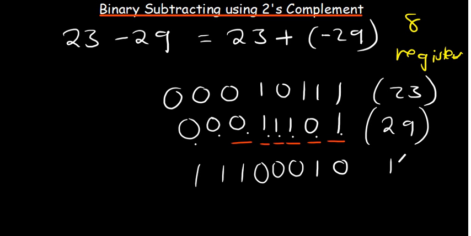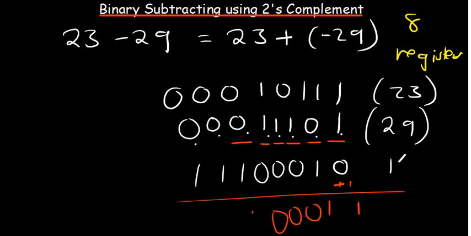And then for our 2's complement, what are we going to have? We need to add a 1 for us to get the final result. So adding a 1 to this number, what do we expect to have? We just add a 1 there, and we have 1, 1, 1, 0, 0, 0, 1, 1. That's what we have in 2's complement.